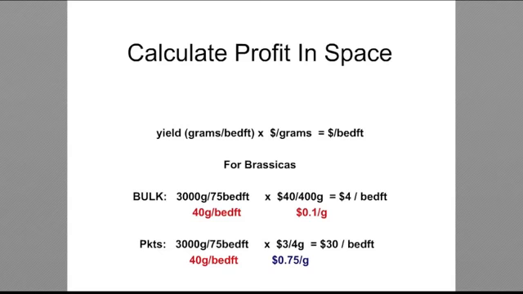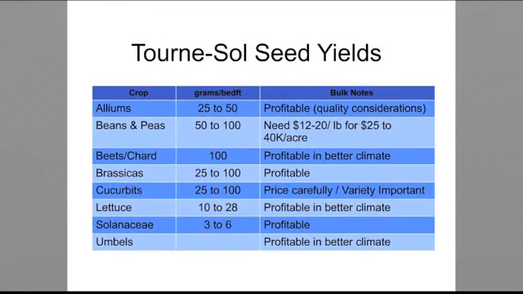So with these Brassica greens, we would happily sell it either bulk or packet because it's profitable in either case. I mean, we love the $30 a bed foot, but even at $4 a bed foot, that pays its way. So here's a chart with a number of different seed crops, and some of them have the seed yields that we've achieved on our farm. We haven't had success in umbels, so there's no weight there. And these yields are specific to our growing situation, so they're there for reference purposes, but they're not absolute.